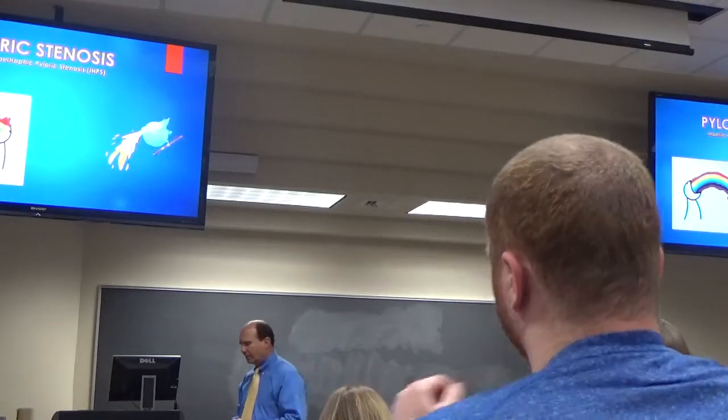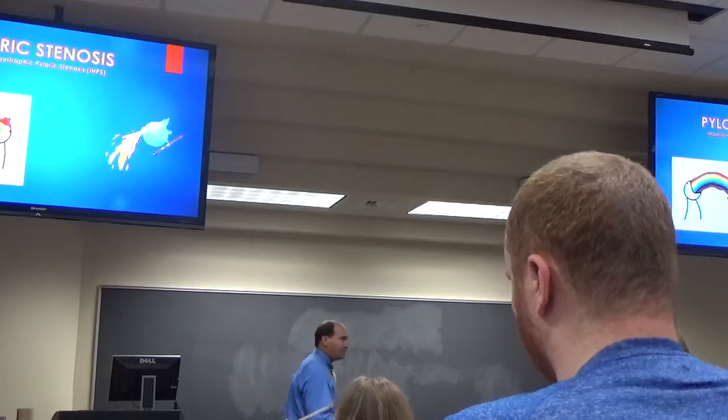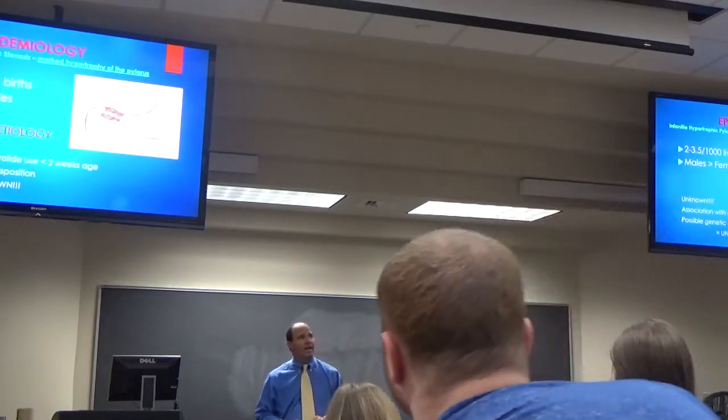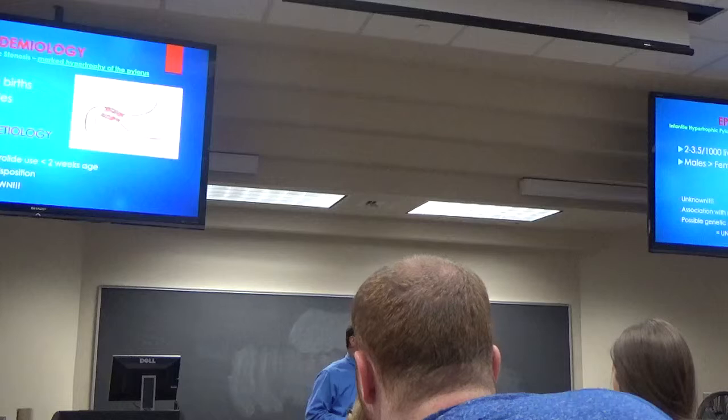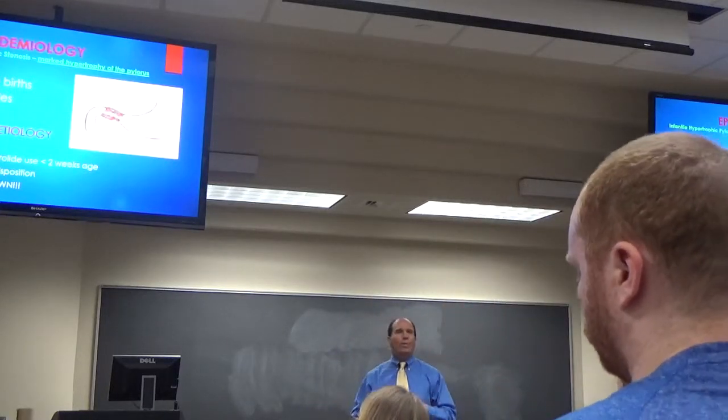Pyloric stenosis. Next topic. We're getting toward the end here. You all have heard about it. You all may have seen it by now. It's pretty simple. It occurs 2 to 3.5 in 1,000 live births. It definitely has a male over female predilection. Why does it happen? We don't know.